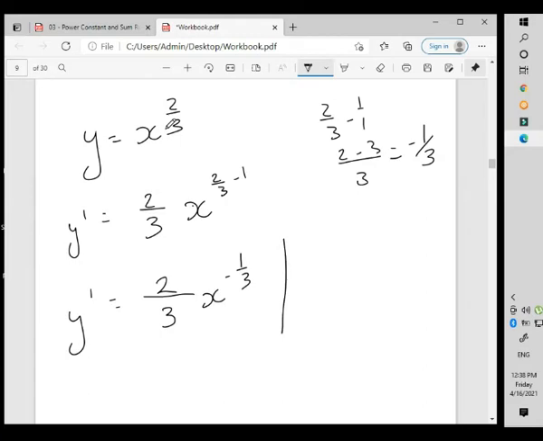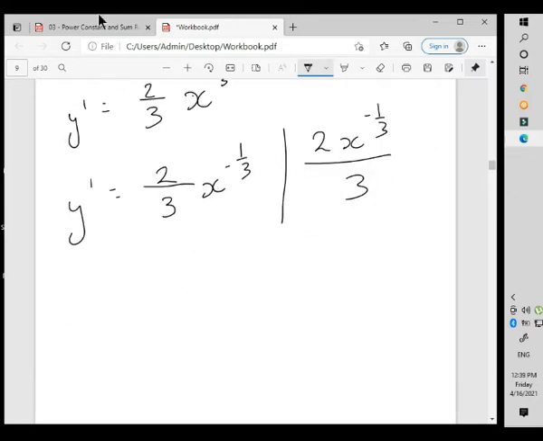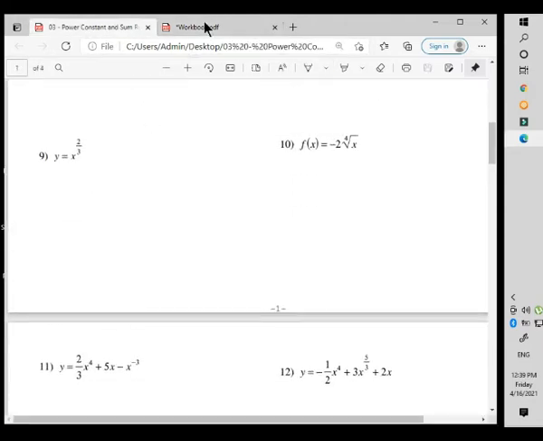Now some working would look like this: 2x to the minus 1/3 over 3. I would suggest that most persons who are a little bit new to these algebraic concepts write it like that so you can remember exactly what you have to do, since it's a negative power, it has to go into the denominator. So y is equal to 2 divided by 3x to the 1/3. Alright, so next is this one.